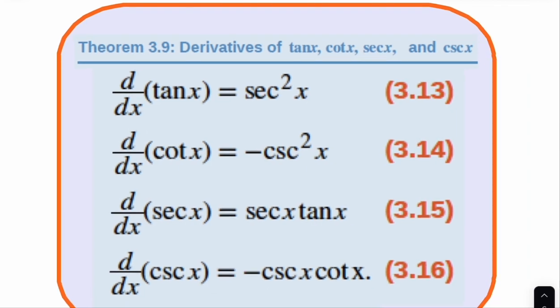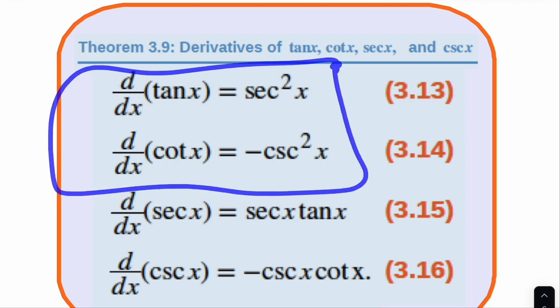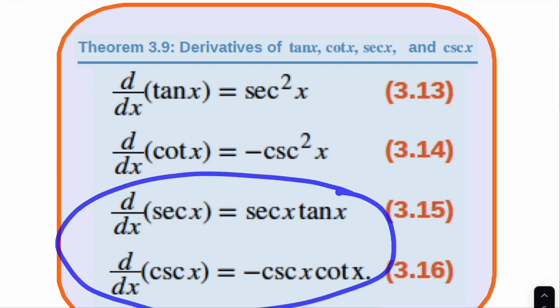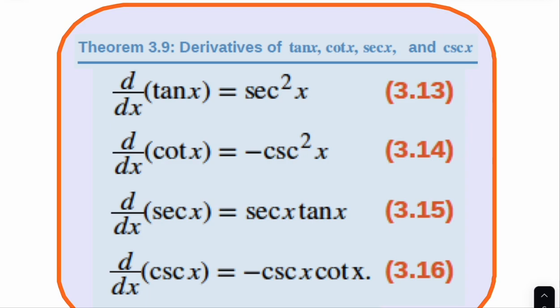Next, 4. That's why you should have 6 flashcards. The derivative of a tangent is a secant squared. The derivative of a cotangent is negative. Remember I told you that cofunctions are always negative? Negative cosecant squared. The derivative of a secant is secant tangent. The derivative of a cosecant is negative cosecant cotangent.